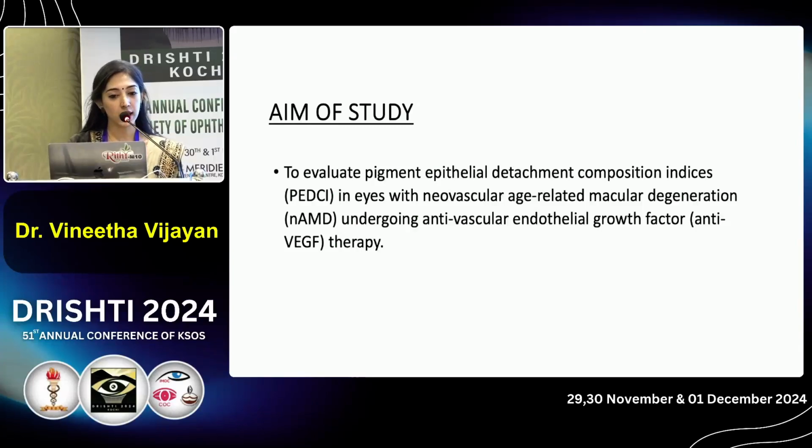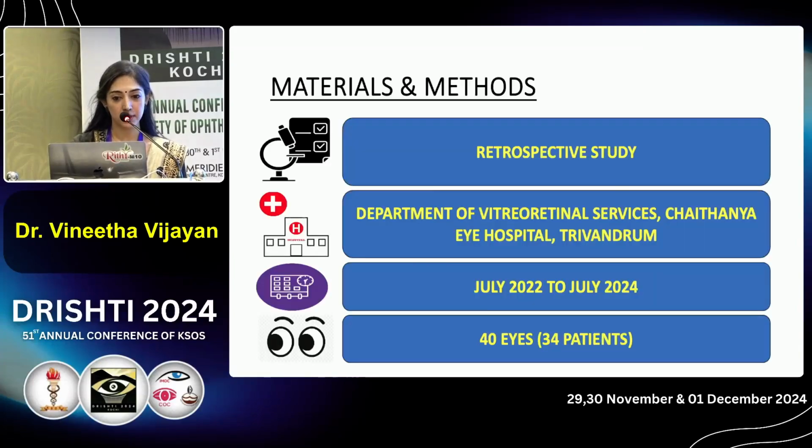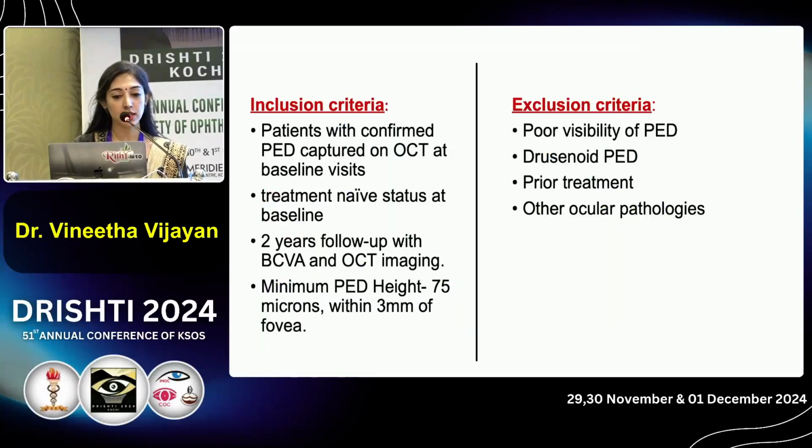So coming to the aim, it is to evaluate the pigment epithelial detachment composition in eyes with nAMD undergoing anti-VEGF therapy. It's a retrospective study for a period of 2 years in 40 eyes of 34 patients. The inclusion criteria were patients with confirmed PED captured on OCT at baseline, treatment-naive status at baseline, 2-year follow-up with BCVA and OCT imaging, and a minimum PED height of 75 microns within 3 millimeters of the fovea. Exclusion criteria were poor visibility of PED, drusen or PED, prior treatment, and other ocular pathologies.